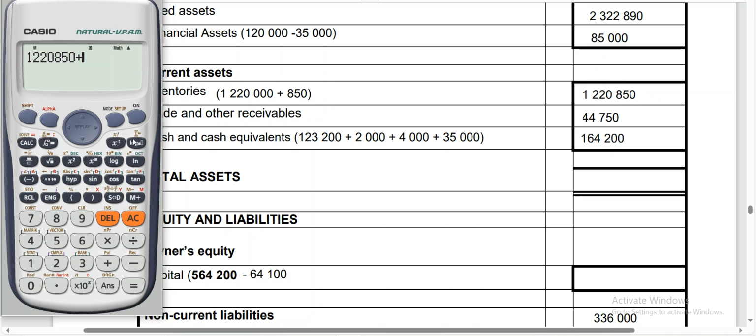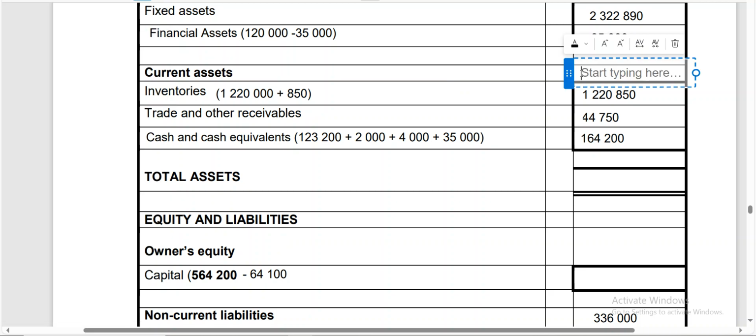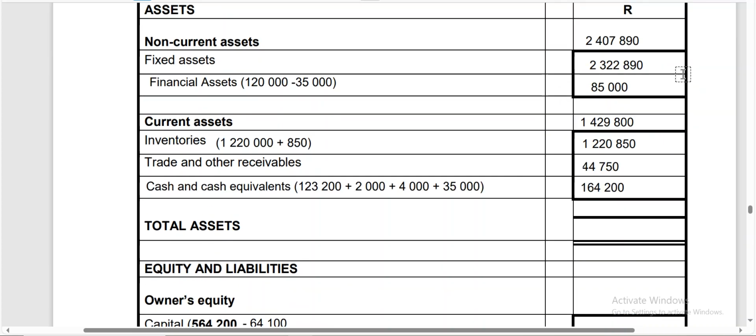120,850 plus 44,750, and then plus 164,200. It is giving us 1,429,800. So we're going to have 1,429,800 here, and then from there, guys, we can get the total of our non-current and current assets, and we get the total. So let's get it.